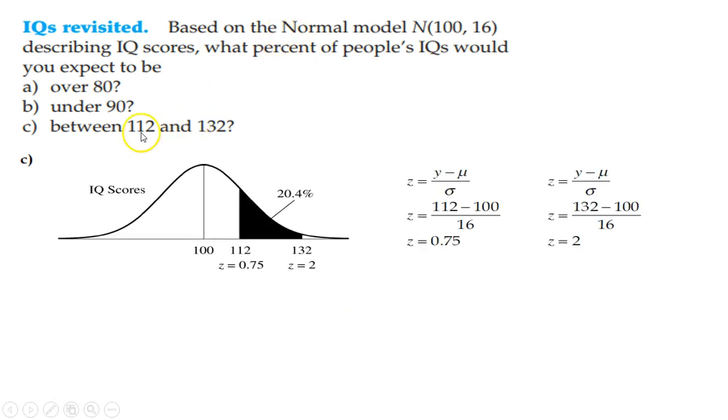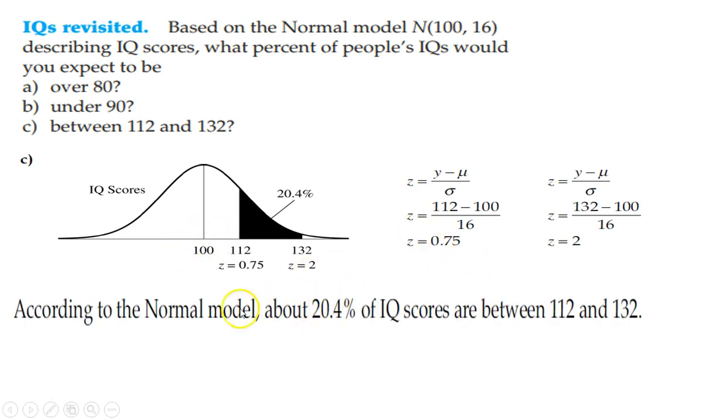And then last but not least, between, all right, again, I could just do normal CDF between 112 and 132. So 112, comma, 132, comma, mean is 100, comma, standard deviation 16, and I will get 20.4%. Or you can switch them to z-scores and do normal CDF 0.75, comma, 2, comma, mean is 0 when you're talking about the normal model, standard deviation is 1, and plug it in, and you will also still get 20.4. So according to the normal model, 20.4% of the IQ scores are between 112 and 132.